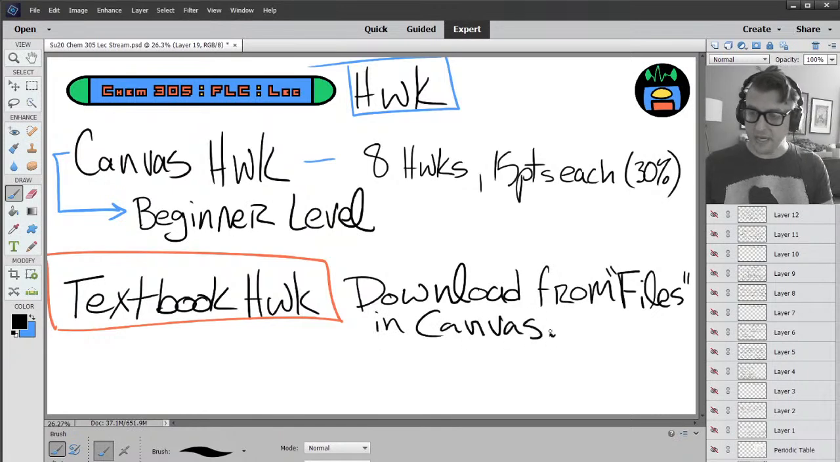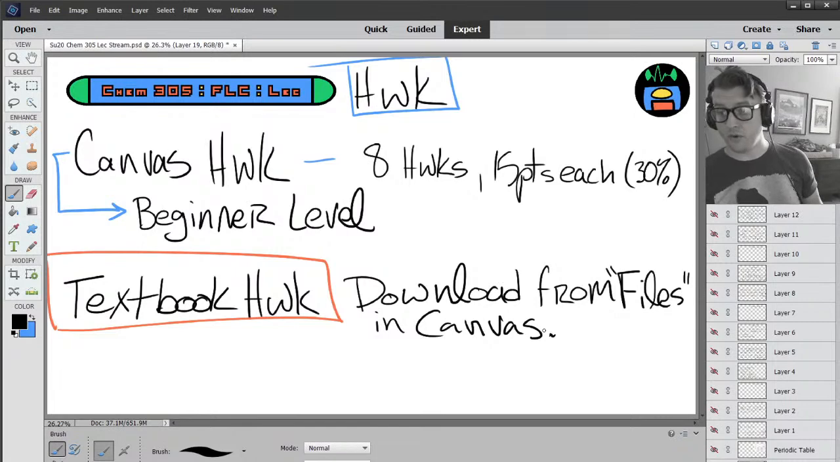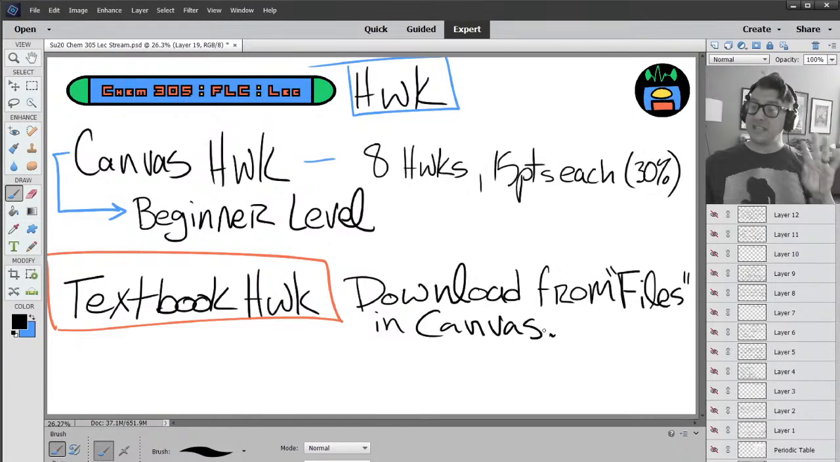You'll find a PDF that says Chem 305 homework. There are no points assigned for the textbook problems, but these are harder. Some of them are easy, but there's a gradation of problems that are harder than the ones presented in the Canvas homework, and these will help you prepare for the exam. So you should not be lulled into a false sense of security of thinking like, oh, I did the Canvas homework and I'm good, I'm fine, because the Canvas homework by itself will not get you ready for the test.